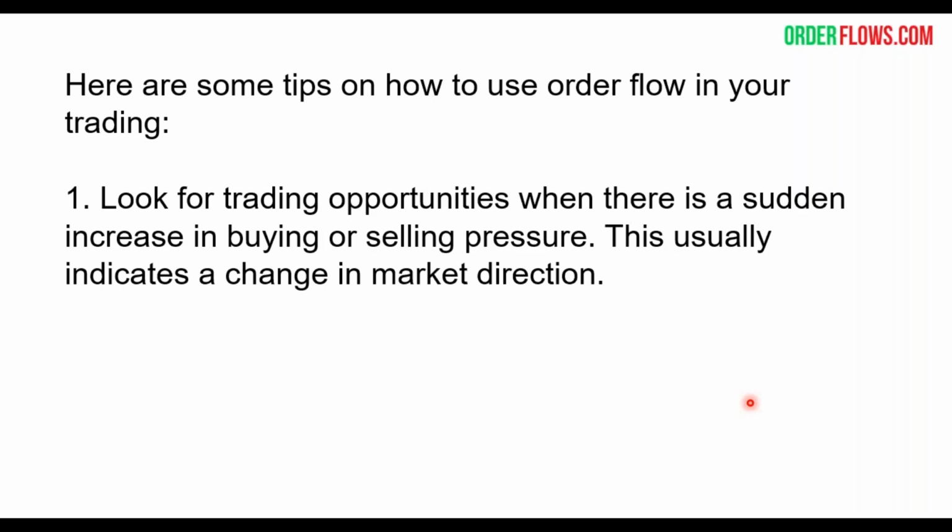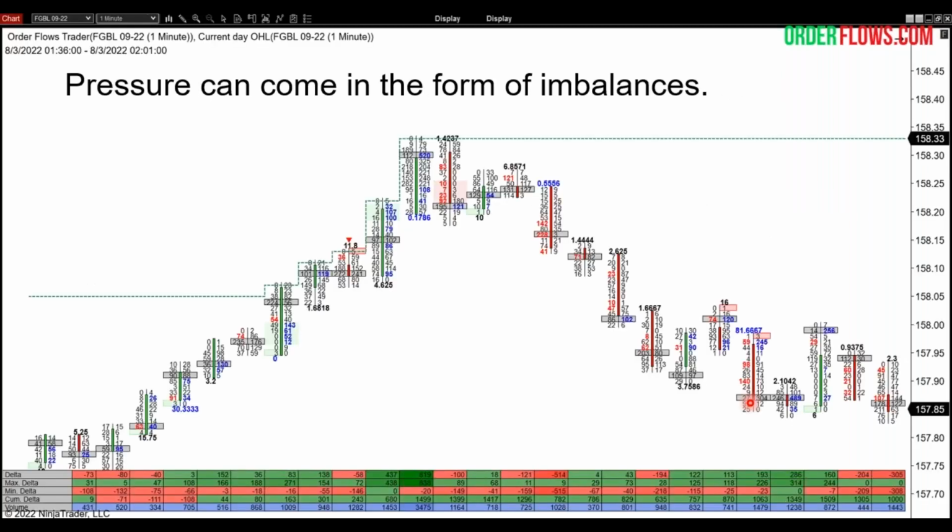Okay, so look for trading opportunities where there's a sudden increase in buying or selling pressure. This usually indicates a change in market direction, right? And just as I was just telling you, in the form of imbalances is an easy way to do it, right? This is the chart from earlier. Pressure can come in the form of imbalances, either buying imbalances or selling imbalances, but you want to be looking at that in reference to where the market is trading.